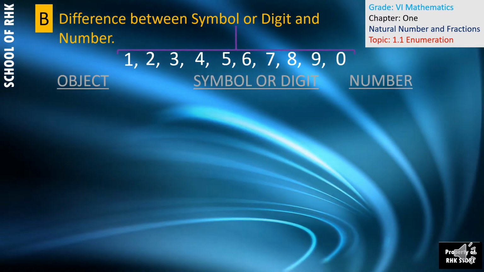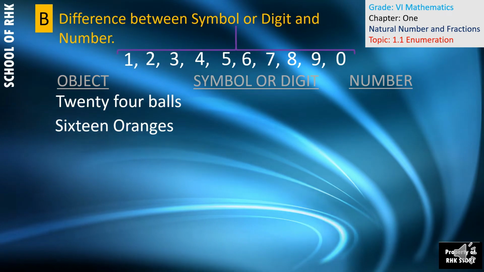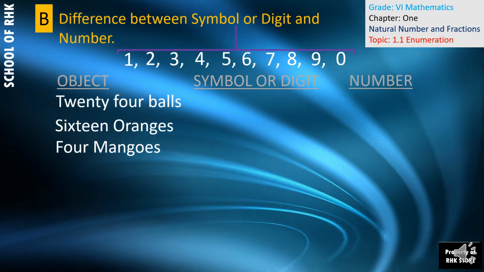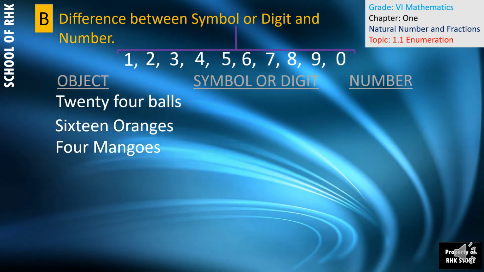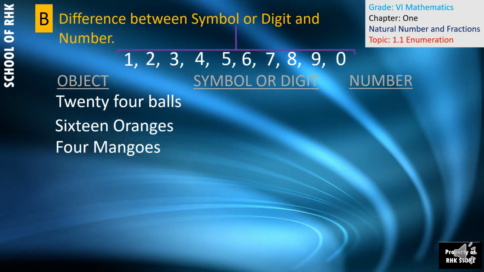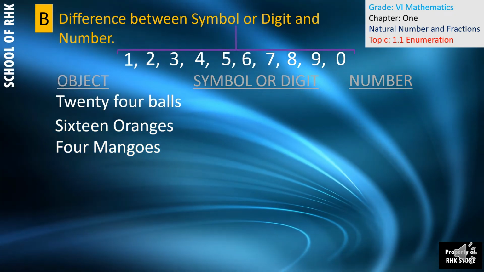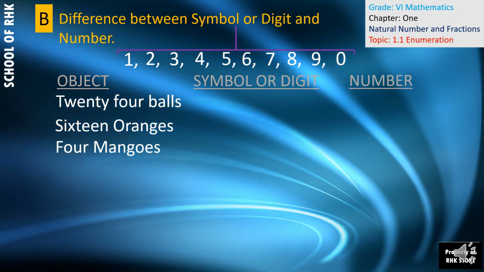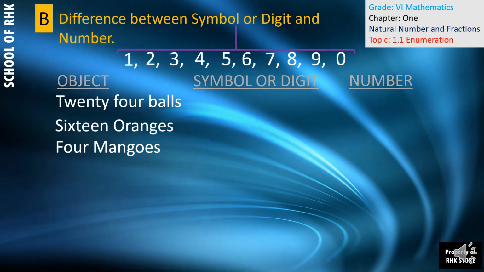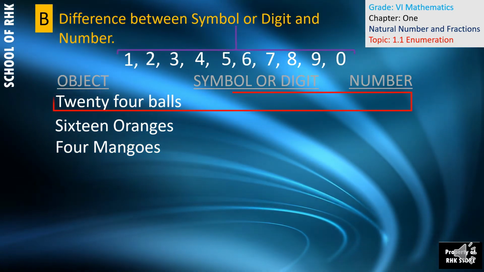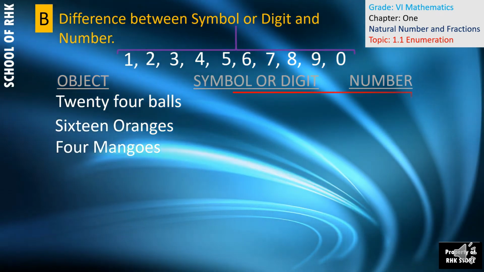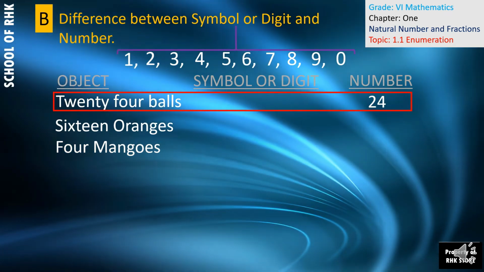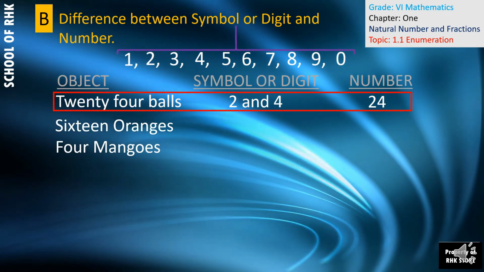Suppose we have 24 balls, 16 oranges, and 4 mangoes. When we express the quantity of these objects in numeric value using a symbol or a digit, we can write like this. If we express 24 balls in numeric value, we can write 24 using 2 and 4 symbols.